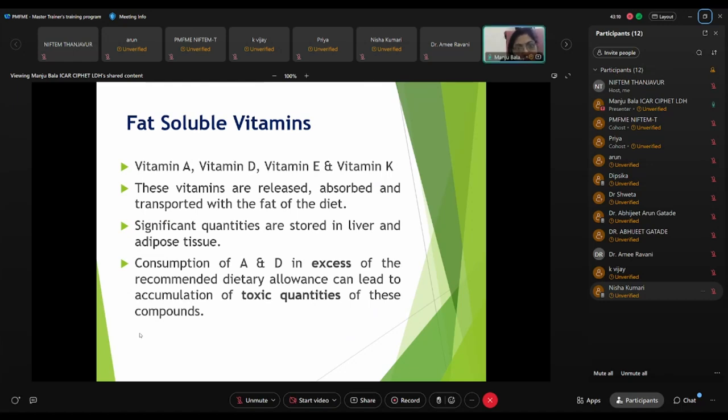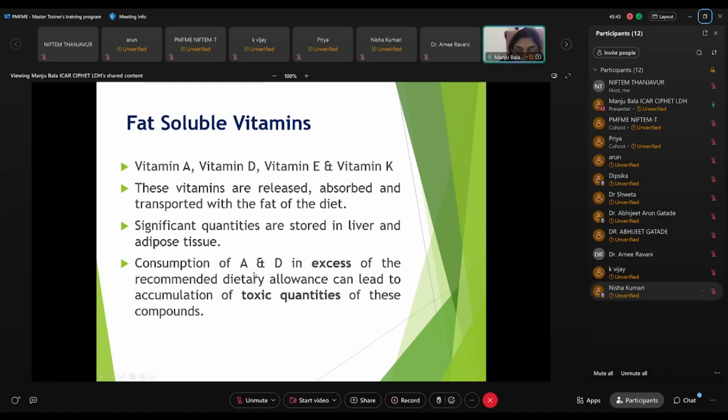These are fat soluble vitamins. I have already talked about A, D, E and K. They are released, absorbed and transported with fat, and significant quantities are stored in the liver. So we should consume them carefully because they are stored in our body. Excess of these becomes toxic if we take more than the recommended dietary allowance, and they can accumulate to toxic levels also.